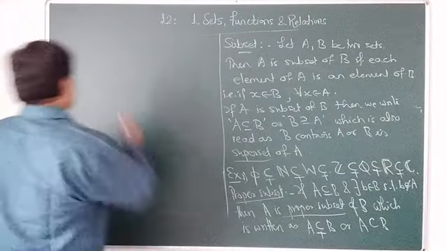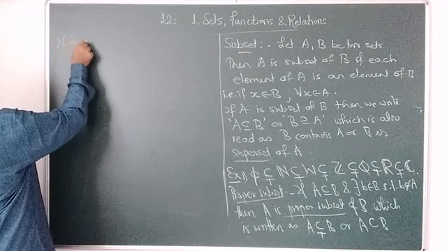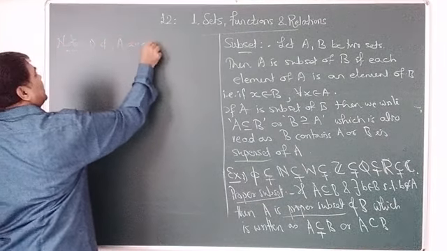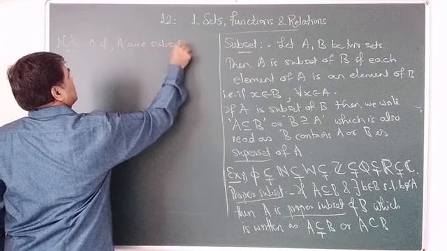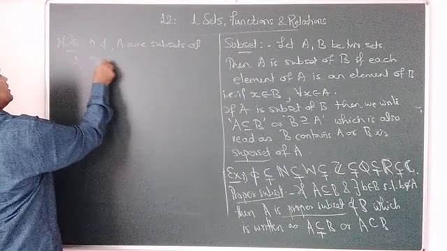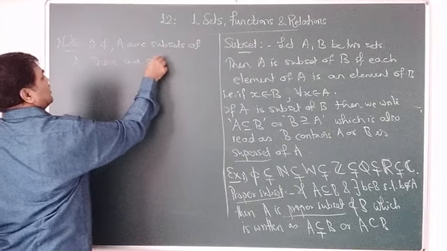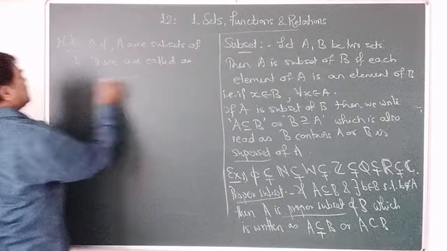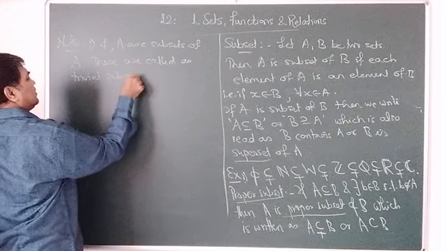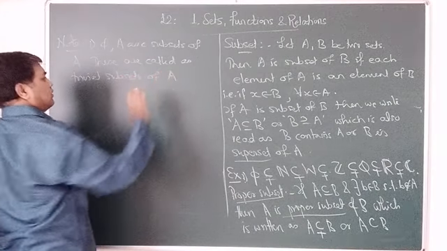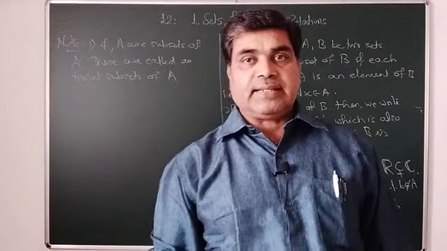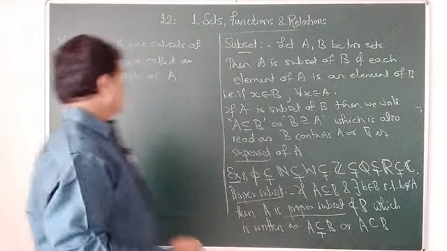Okay. So note, first, phi and A are subsets of A. These are called trivial subsets of A. Any set has at least two subsets, empty set and itself. Empty set and itself. Okay.